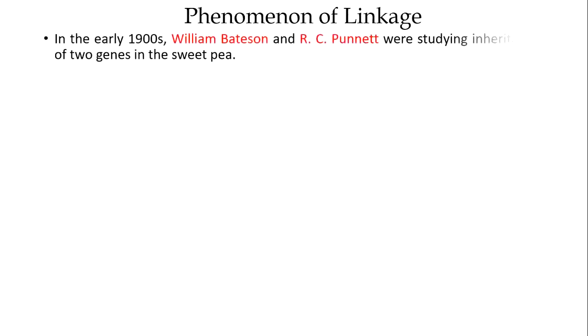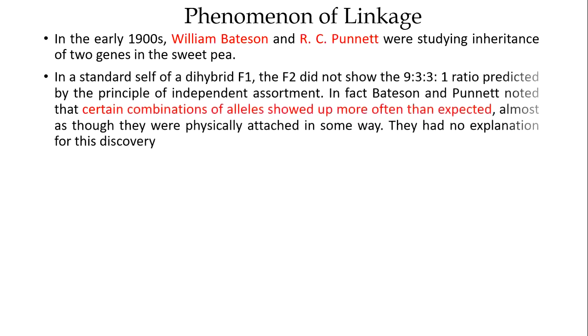In the early 1900s, William Bateson and R.C. Punnett were studying inheritance of two genes in the sweet pea. In a standard self of a dihybrid F1, the F2 did not show the 9:3:3:1 ratio, predicted by the principle of independent assortment. In fact, Bateson and Punnett noted that certain combinations of alleles showed up more often than expected, almost as though they were physically attached in some way. They had no explanation for this discovery.